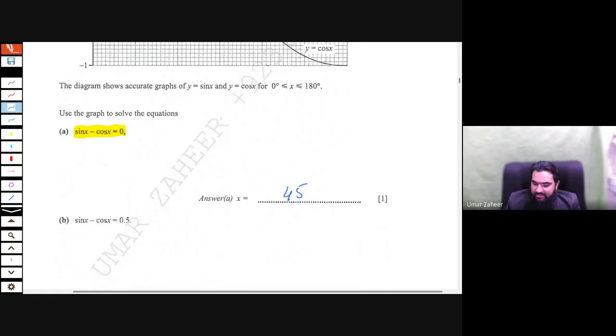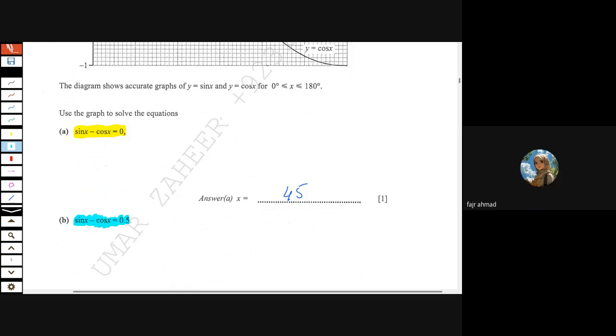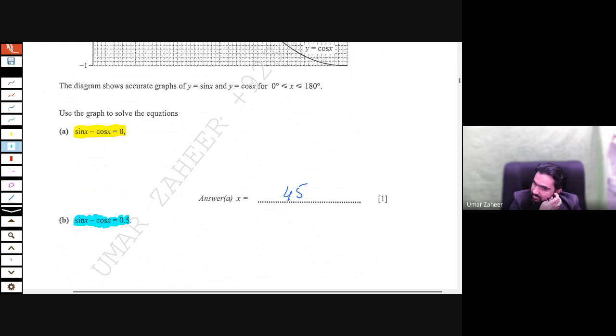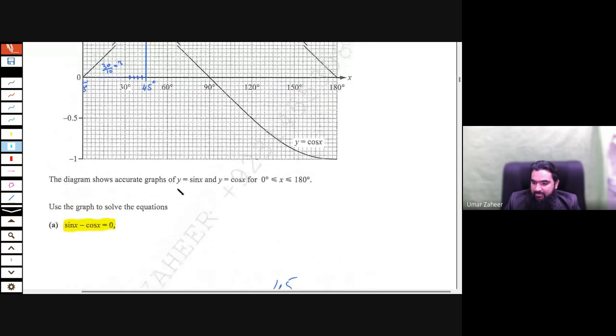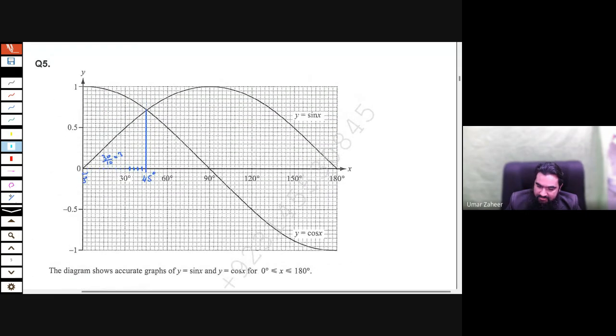All right. In the next part, he says that sine x minus cos x is equal to 0.5. What can you conclude from here? That the difference between sine x and cos x is 0.5. Yes. So which value is bigger and which is lesser? Sine x is bigger and cos x is smaller.